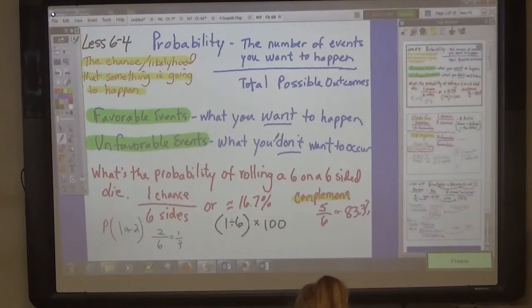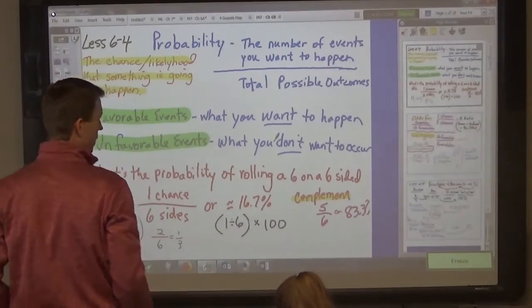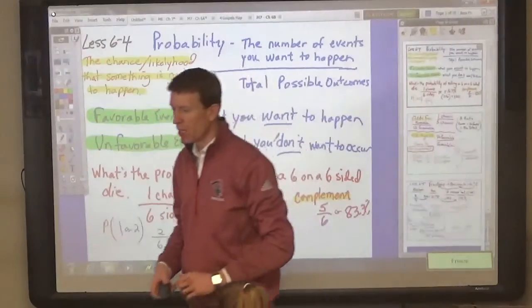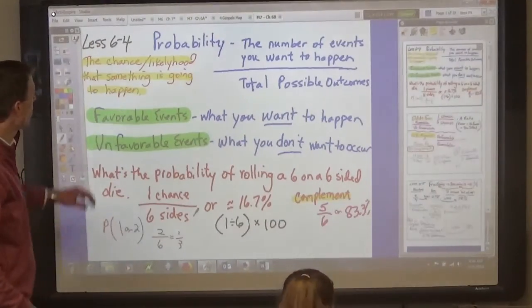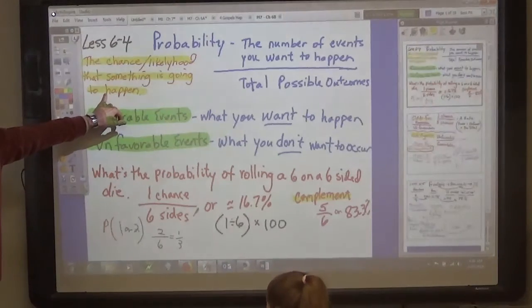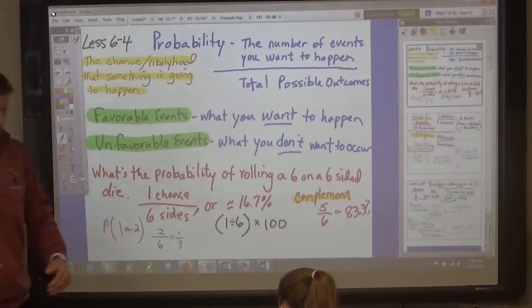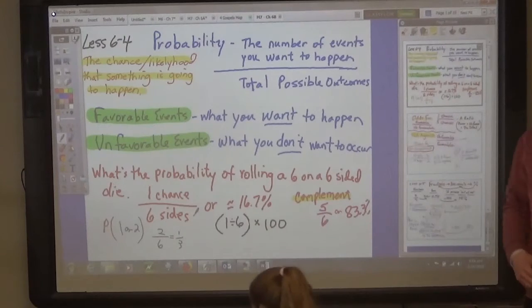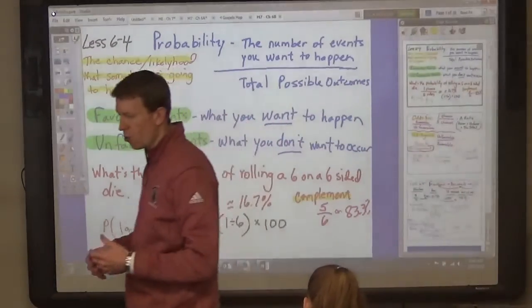Seventh graders, lesson 6.4 is our first lesson about probability. Okay? When we're talking about probability, we're talking about the chance or the likelihood that something is going to happen. Okay? And so, these games of chance or probability games, actually most games that you play, board games, card games, things like that, all involve chance or probability in some way.